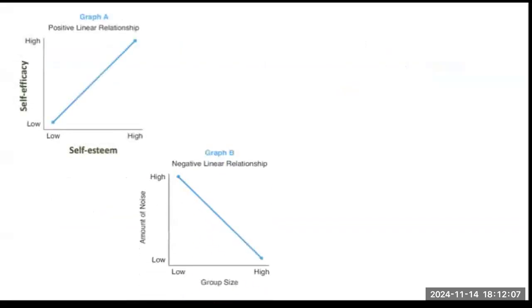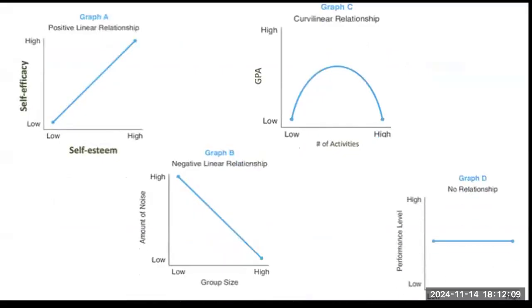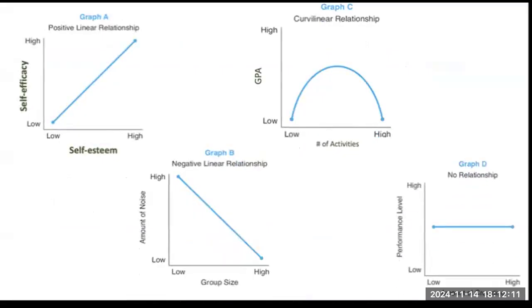All right, so this is just a recap of correlations. These are different types of correlations. The one in the top left that shows a correlation between self-efficacy and self-esteem, that's considered a positive linear correlation.